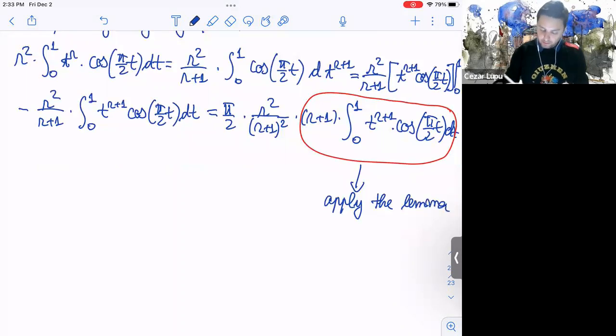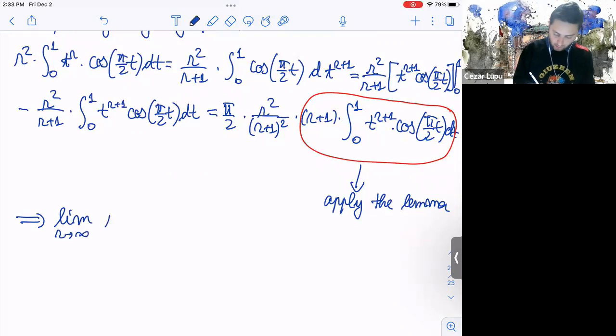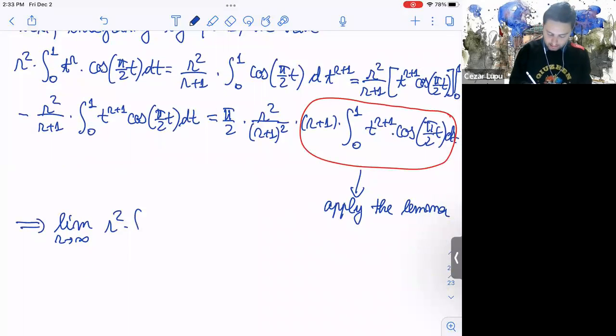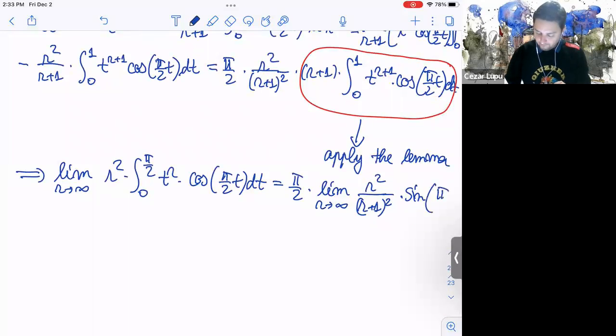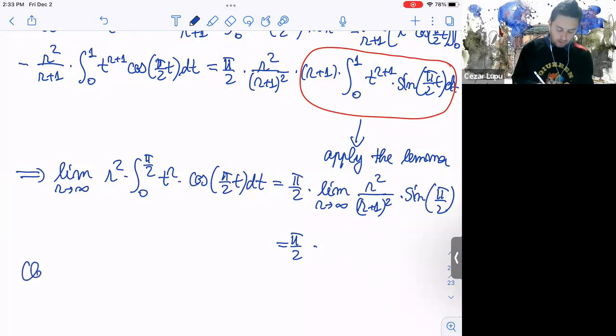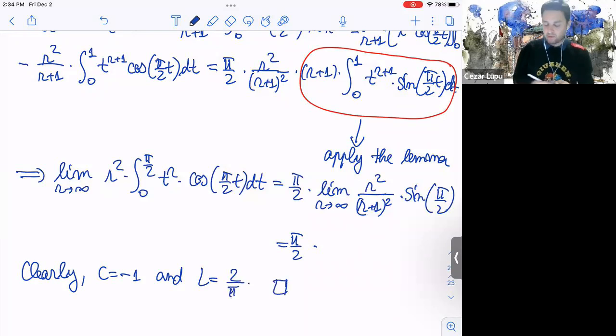So now all this combined will imply that the limit as r approaches infinity of r squared times the integral from 0 to 1 of t to the r times cosine of pi over 2 times t dt is nothing else than pi over 2 times the limit as r approaches infinity of r squared over r plus 1, everything squared, times sine of pi over 2. In fact, here I have sine. So this is nothing else than just pi over 2. Therefore, at this point, clearly C is negative 1, and L is 2 over pi, and we're done. So the problem is fairly easy if you know the lemma.